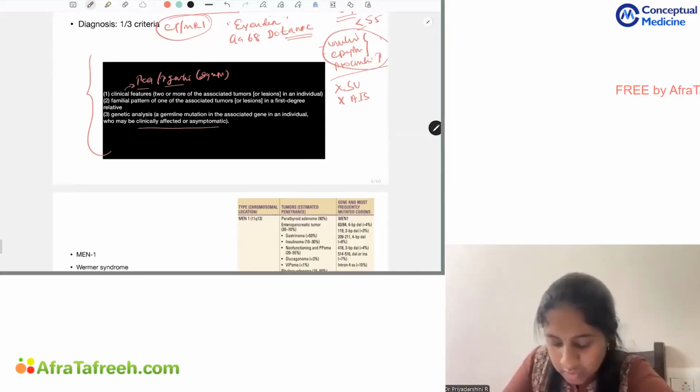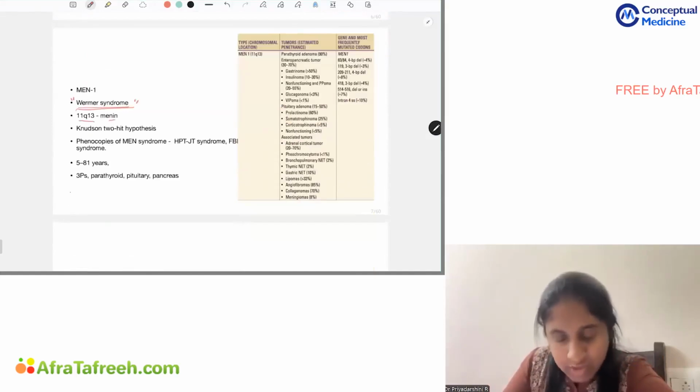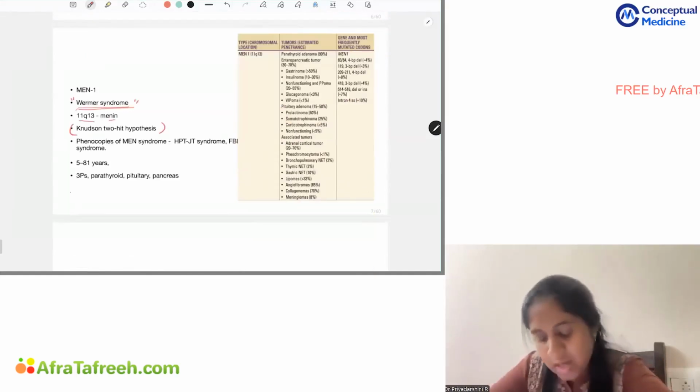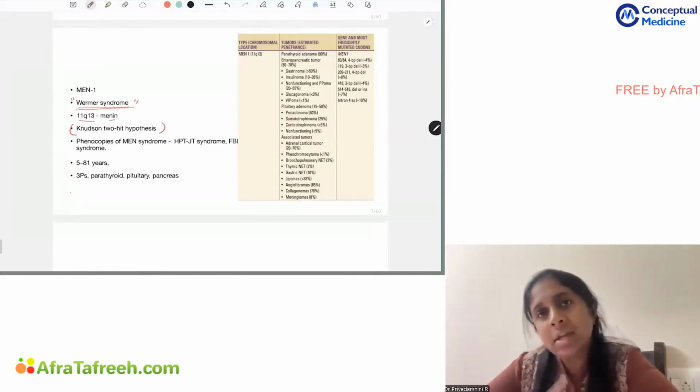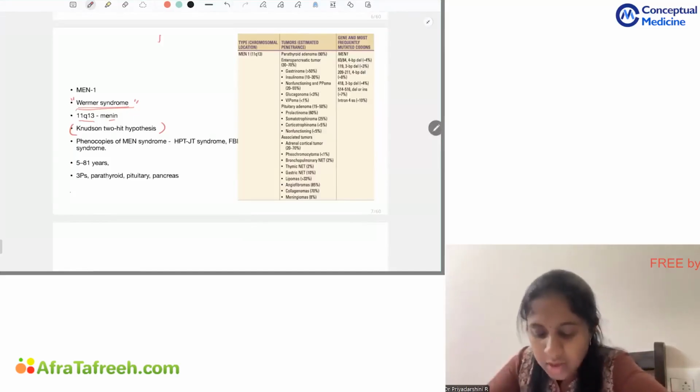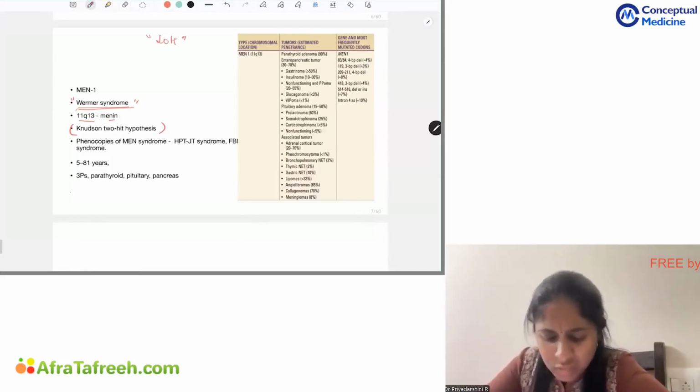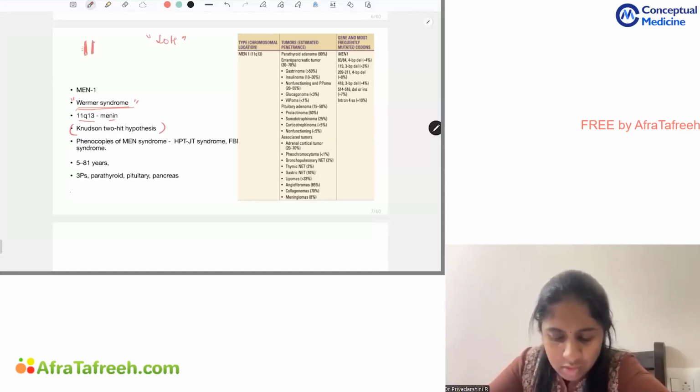It's 11q13. The gene name is the menin gene, which is a tumor suppressor gene. You will have to know about the Knudson two-hit hypothesis. Usually it's an autosomal dominant transmission. So mostly there is a condition called loss of heterozygosity. See, you will have two genes, and usually what happens is that these genes would be having codons. So one particular codon would be affected.